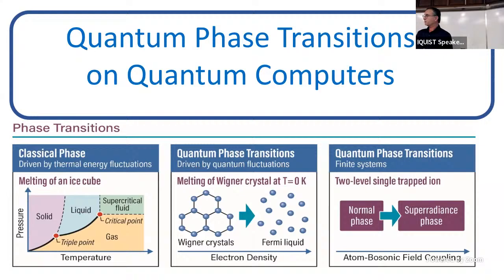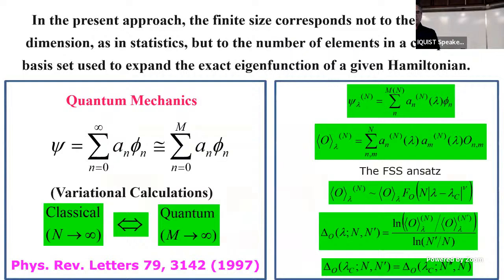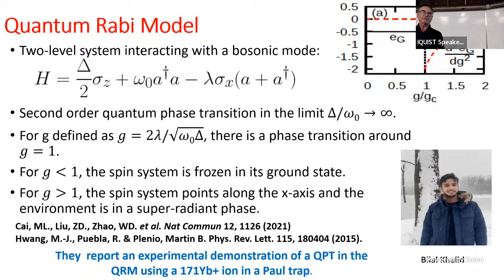Okay. So anyway, we also ran this problem to see if we can get a quantum phase transition on a quantum computer. We took a simple system, the two-level system interacting with a bosonic field. People have already shown analytically and experimentally that the system exhibits a quantum phase transition when you look at the energy as a function of the parameter. And this is the jump in the second derivative.